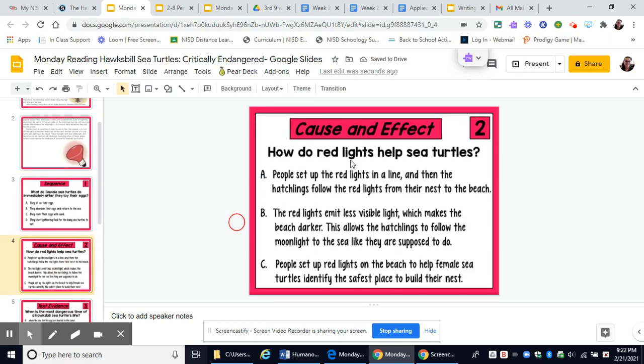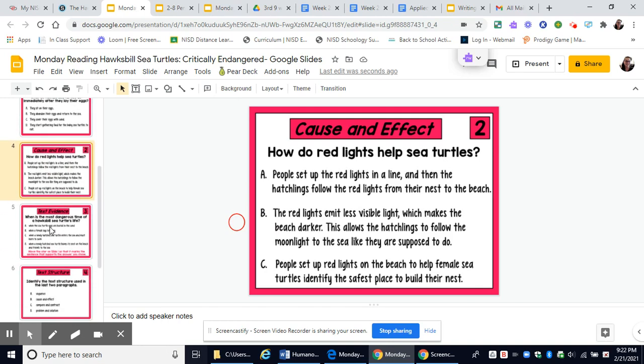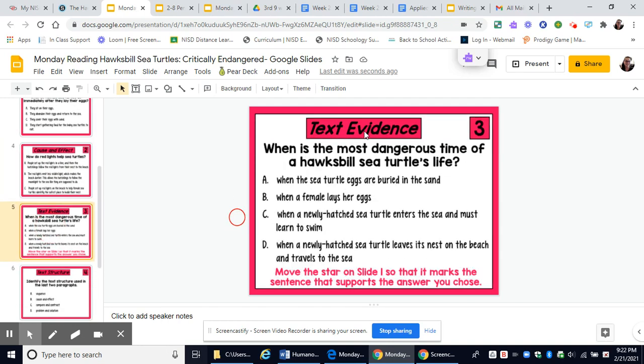The second question is a cause and effect. So how do the red lights help sea turtles? Remember that we read that in the last paragraph. Okay. 3, text evidence. When is the most dangerous time of a hawksbill sea turtle's life?